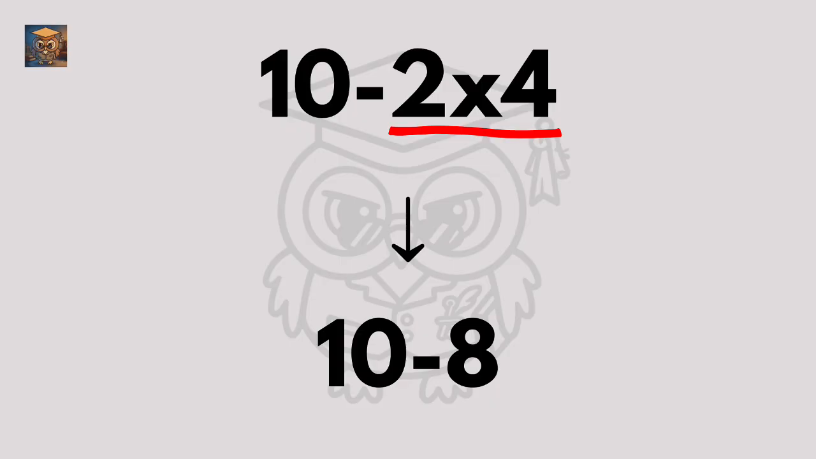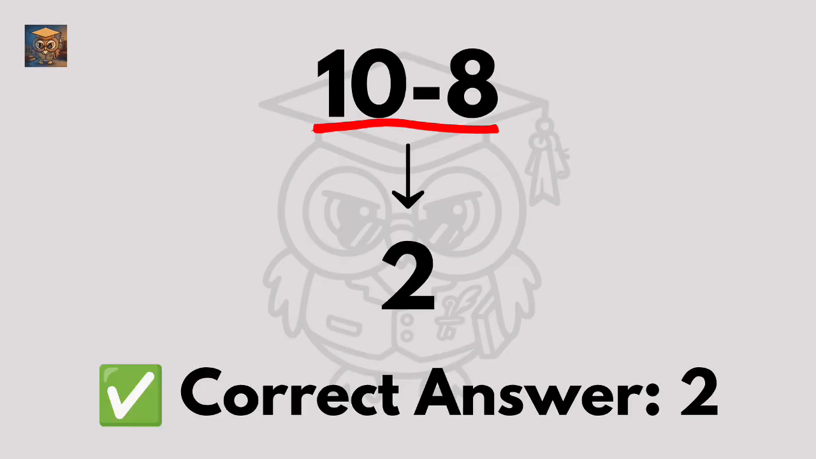We multiply 2 by 4, which gives us a value of 8. This brings our expression down to one final simple arithmetic step, 10 minus 8. Now, we perform the final subtraction step to complete the problem. Subtracting 8 from 10 leaves us with our definitive, undisputed final total of exactly 2.